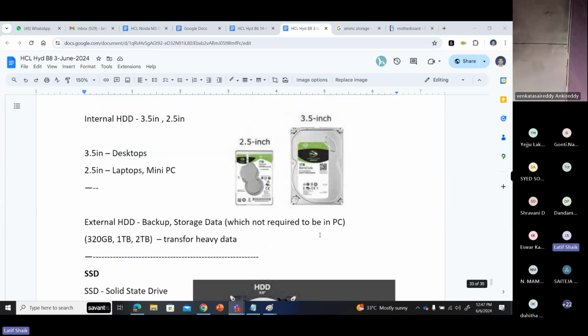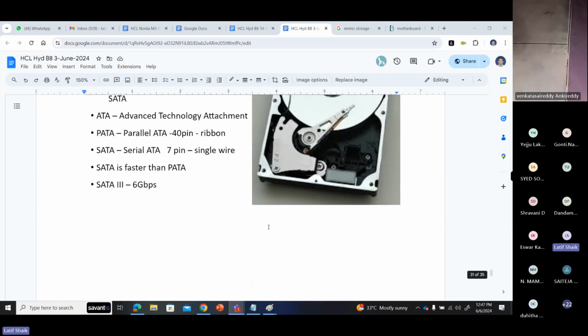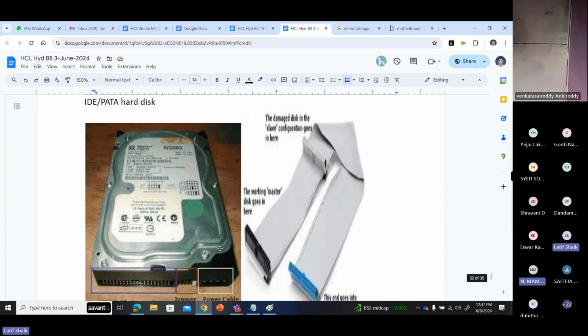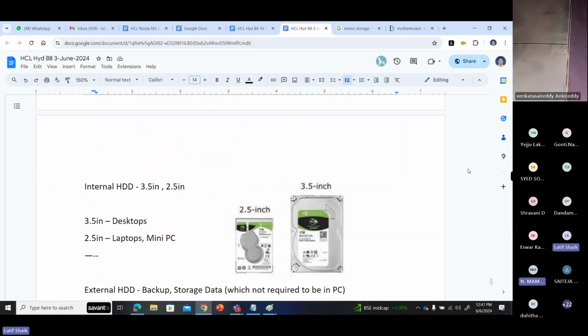You guys understand? So nowadays we are using SATA because SATA is faster than PATA. The current version of SATA is 6 Gbps data transmission.